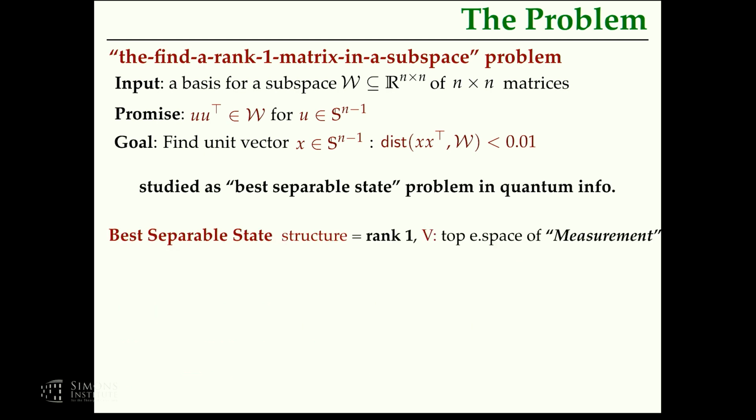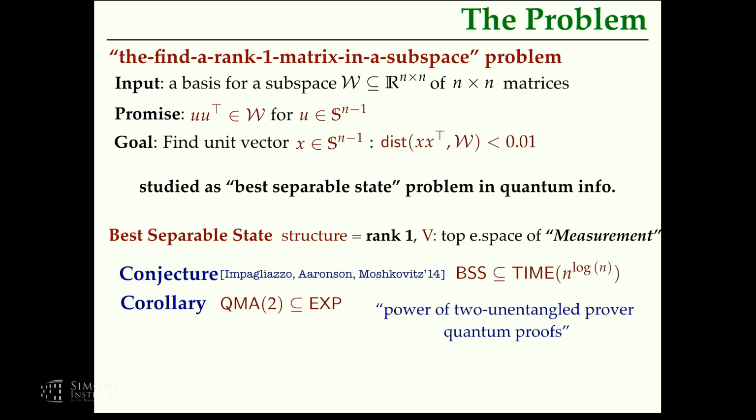This particular problem goes by the name of best separable state. This is the name I was avoiding in quantum information. And the subspace actually comes from the top eigenspace of a certain matrix called the measurement matrix. Again, not important for this talk. But the reason we care about this algorithmic problem is that it stands at the position where we want to understand the difference between entangled quantum states and separable quantum states. So in some sense, this problem is one angle to studying separability versus entanglement.